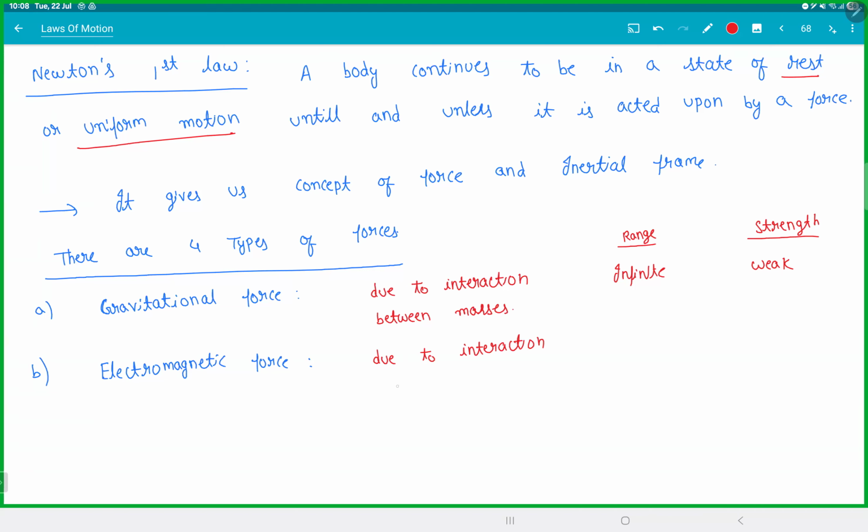So what is electromagnetic force? This is due to the interaction between charges. That was basic stuff. And what about the range of this thing? This range is generally up to meters. This thing is kind of strong compared to the gravitational force. Third kind of force is a nuclear force. So most of our 11th and 12th portion will stick with only the A and B force, the gravitational and the electrostatic forces.